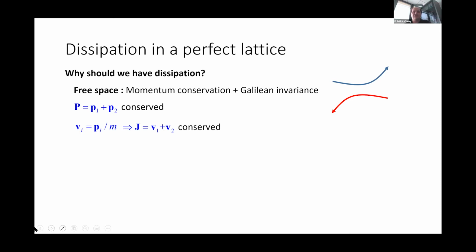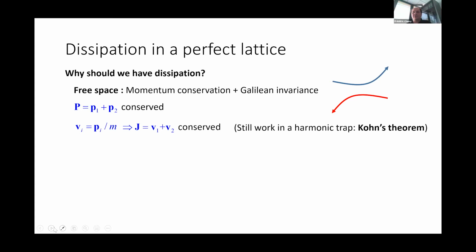And this just comes from the fact that when you look at collisions between two particles, the momentum P equal P1 plus P2 is conserved because you have momentum conservation during the collision. And the velocity is just p_i divided by m. So the total current associated with your two particles is also conserved. So the collisions do not modify the current. And so in the end, you will get something where interactions and collisions are simply irrelevant.